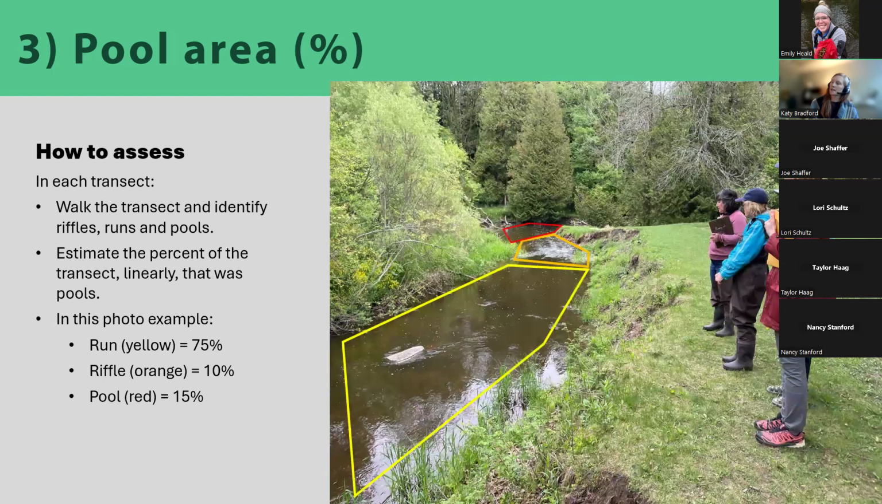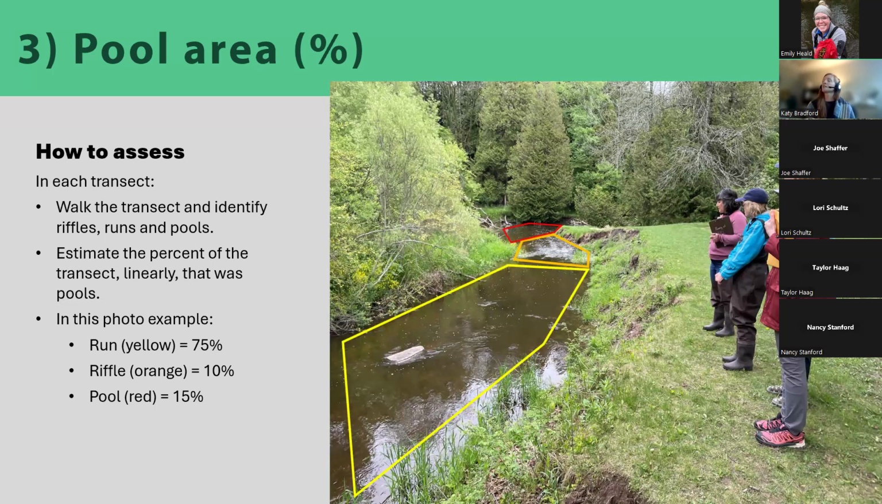So for each transect, our 44 feet that we're walking in this example, you are going to identify what is run, riffle, or pool. And then you're going to estimate the percent of the transect that was pools. So in this case, let's say we're walking downstream here, the yellow box, that's a run. And so that's about 75% of my 44-foot transect. The orange box is a short riffle. So I'm going to call that about 10% of the transect.